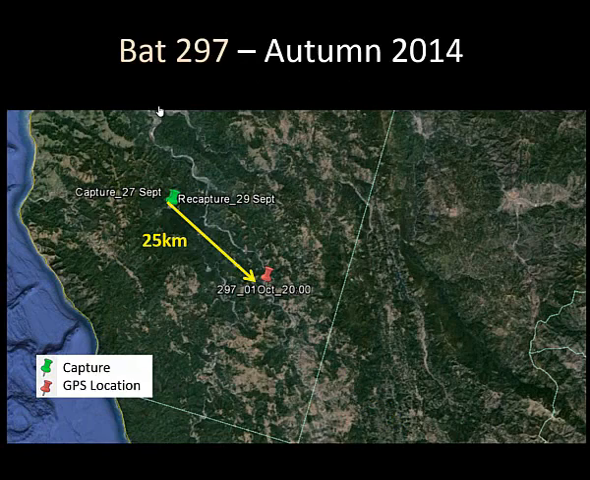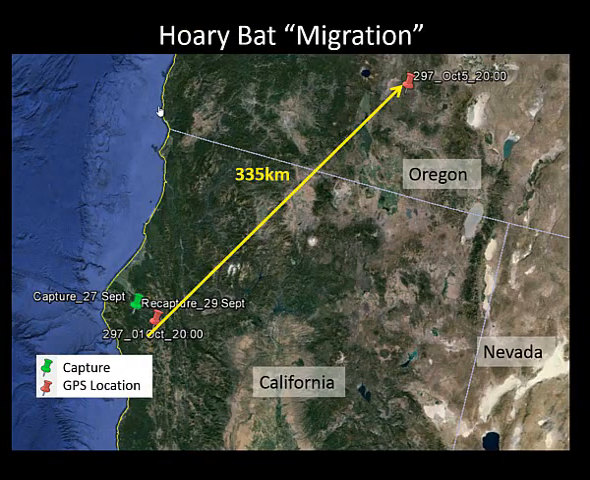So maybe we'll try another bat. This one was captured on the 27th, and again 2 days later recaptured at our site. And then 2 days after that, it was 25 kilometers away in that same southeast direction. So we start to think we're maybe onto something with this southeast movement. But again, totally wrong. This bat had gone 335 kilometers. That's about 60 to 70 kilometers per night. And it had traveled to the northeast into Oregon.